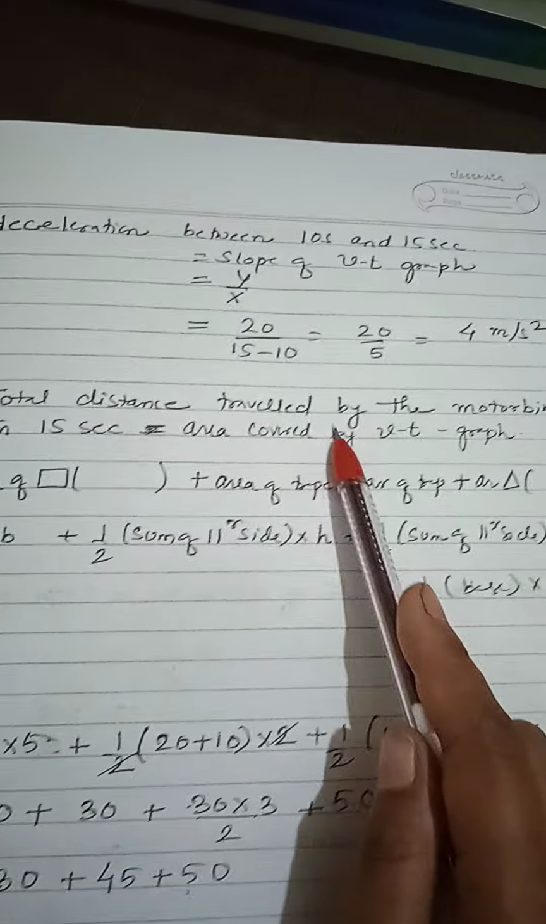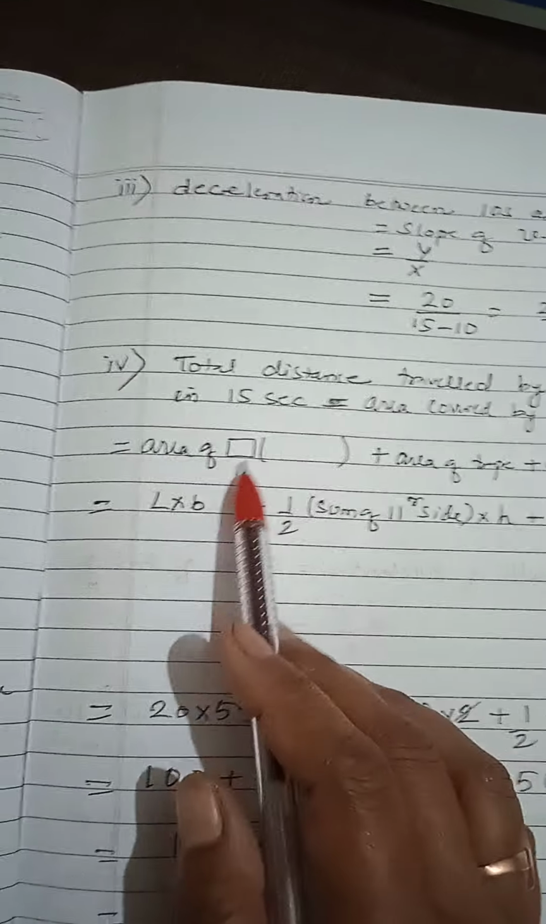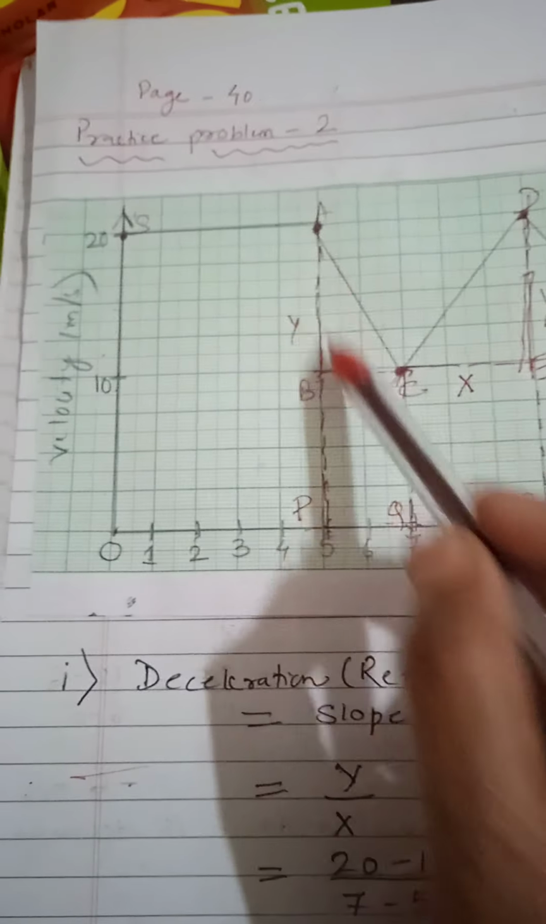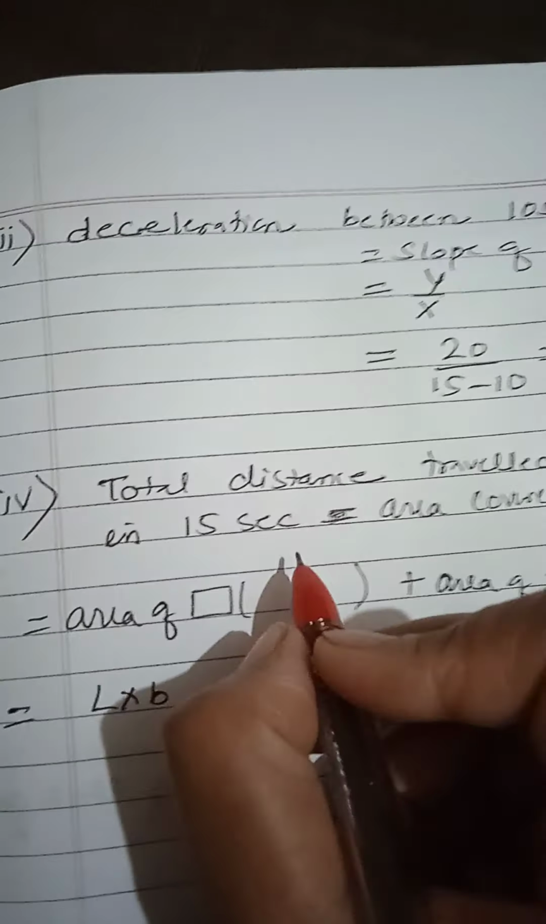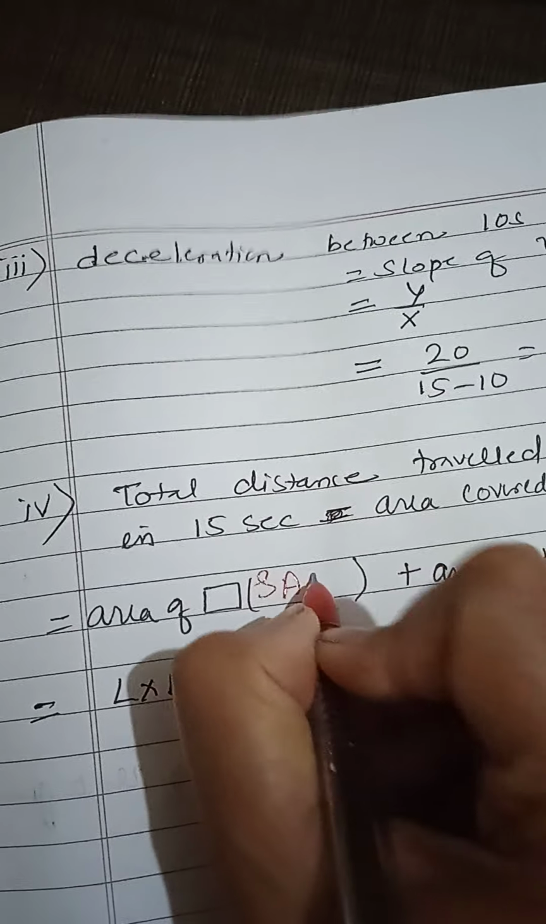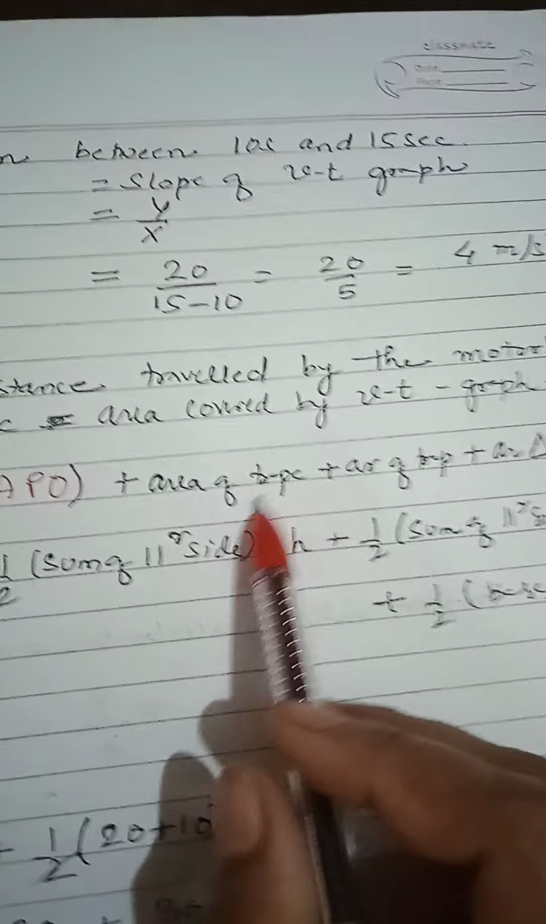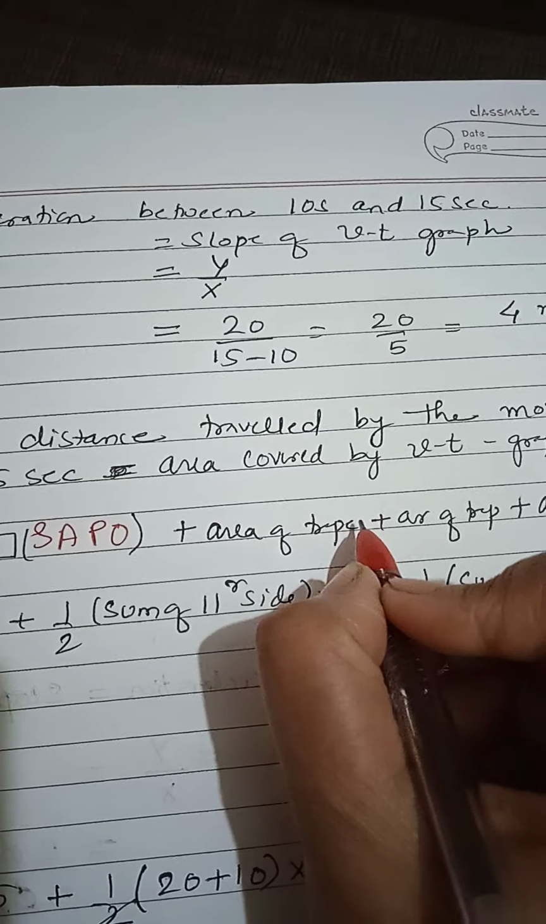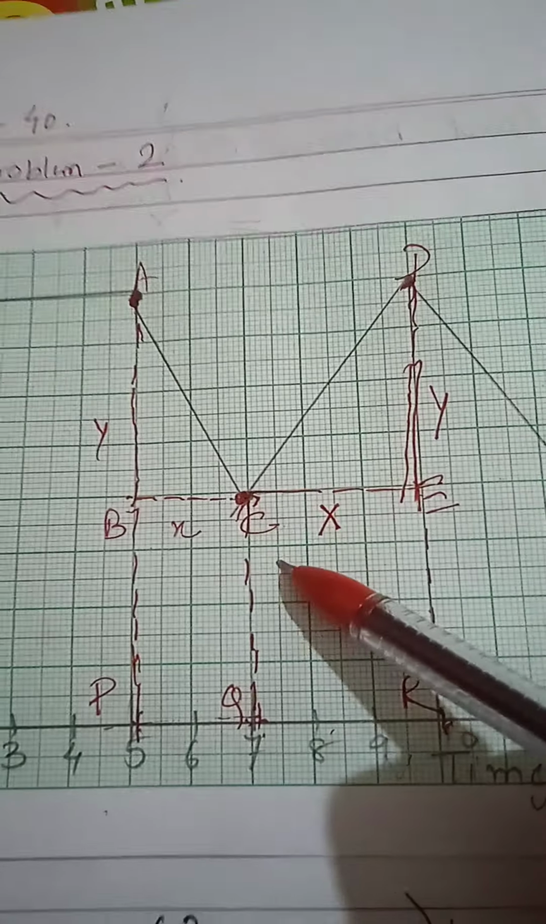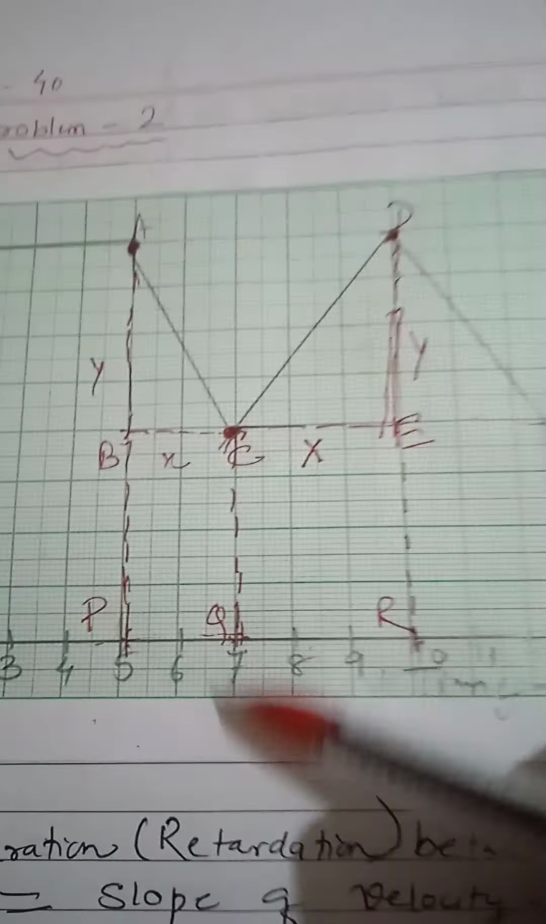Now the total distance traveled by the motorbike in 15 seconds is the area of the rectangle. What is the rectangle here? SAPO. Then the area of the trapezium. What are the trapeziums? Just write down the names of the trapeziums. ACQP.